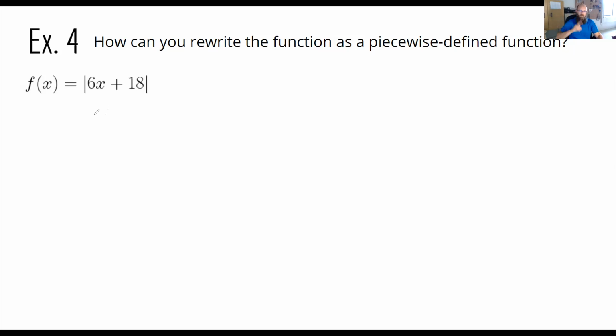First thing I'm going to do is see this number in front of x. I'm going to factor it out. So this now becomes 6 times the absolute value of x plus, remember I pulled it out of this. If I'm factoring it out, I take it out of both things. So what's 18 divided by this 6? 3, if I can draw 3. There we go.